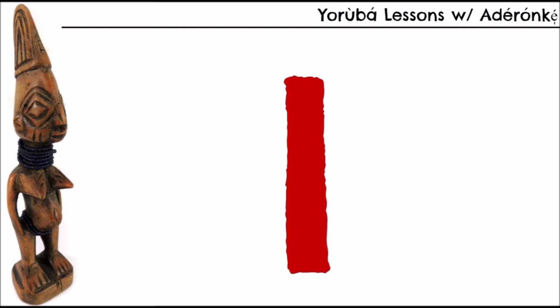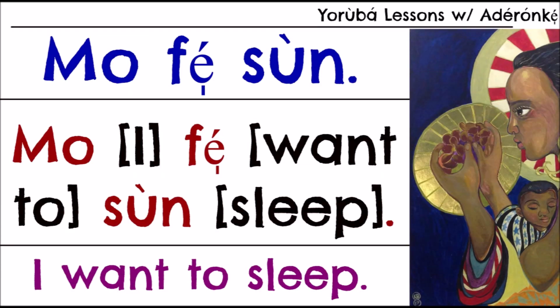I is the first pronoun. In the future tense, if you want to say I want to sleep, you would say mo fẹ́ sùn. Mo is I. Fẹ́ is to want or to want to. Sùn is sleep. So mo fẹ́ sùn. I want to sleep.